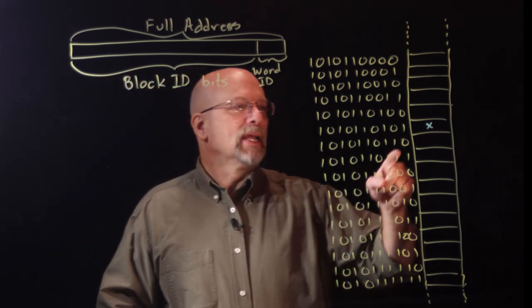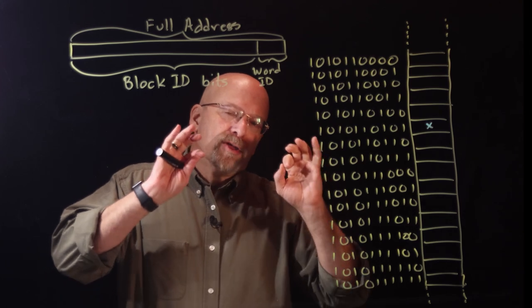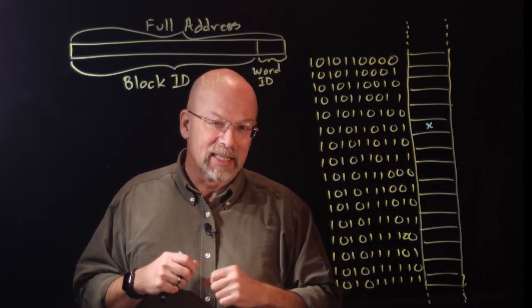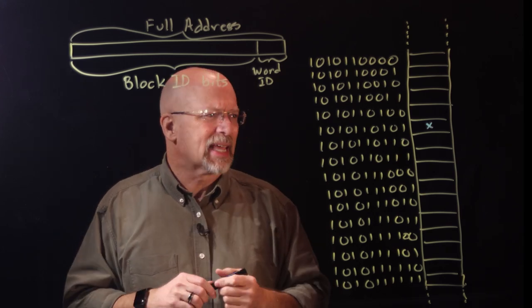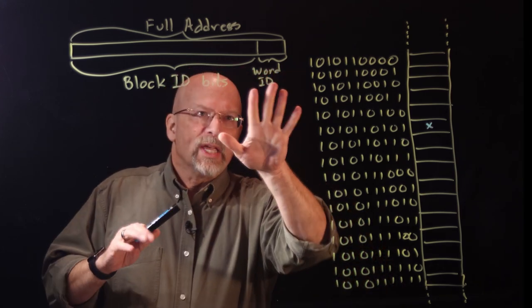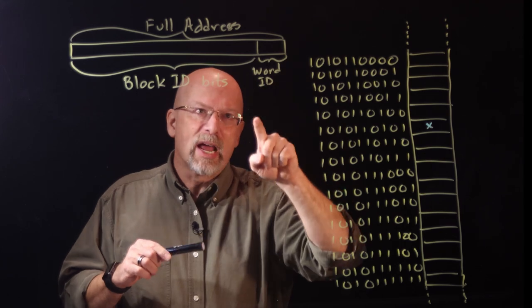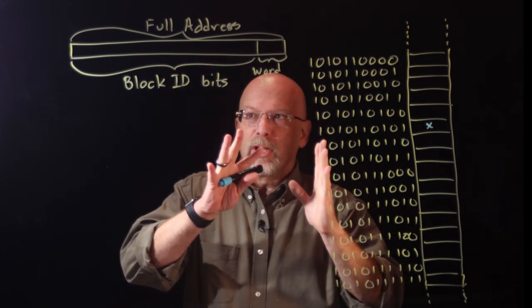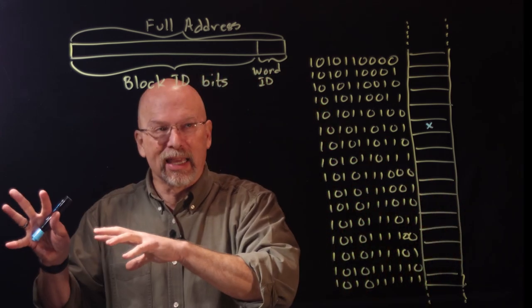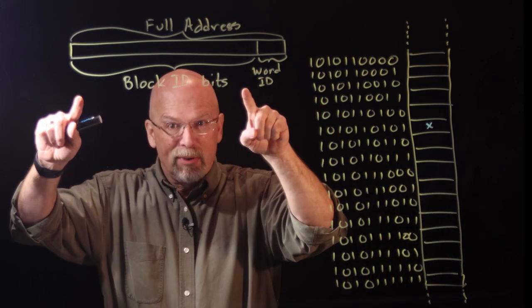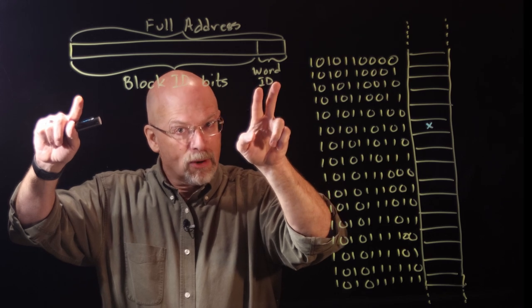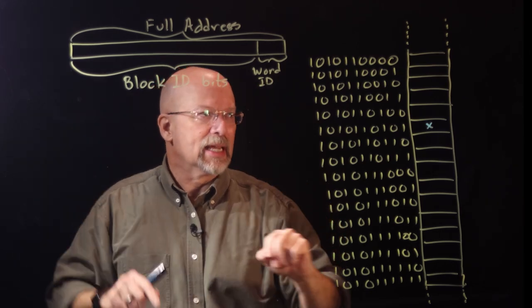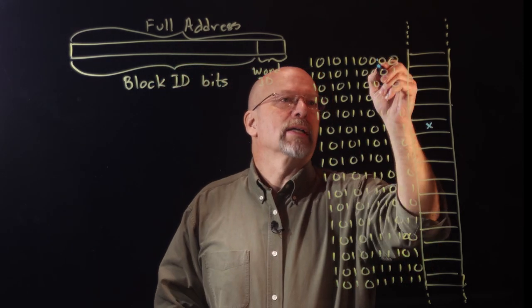Going out to main memory, we grab this, but remember, the locality of reference says it's a good idea not only to bring that element into the cache, but to bring its buddies into the cache too. So what we do is we specify a certain number of word ID bits. Two bits means that I'm going to bring the whole block in that has the same block ID bits, but every possible pattern of ones and zeros for those 2 bits that are being used as the word ID.